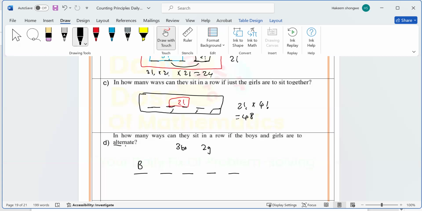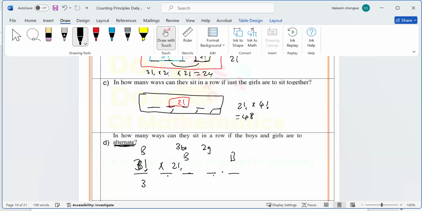So we're going to have 3 boys, which is 3 factorial, times 2 factorial for the girls. If we put the boys, we're going to put a boy here, a boy here, and also a boy here. So it's 3, 2, 1, which is 3 factorial. For girls, it's 2 and 1.